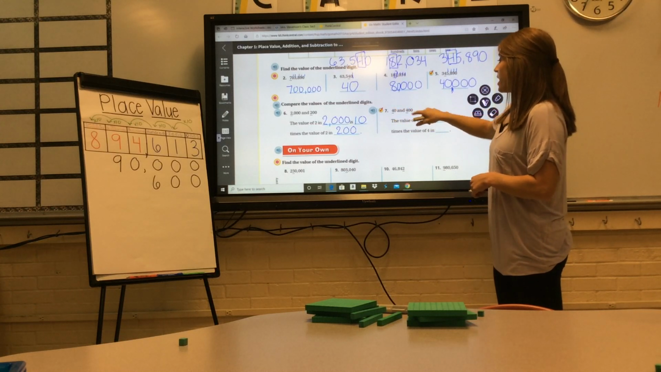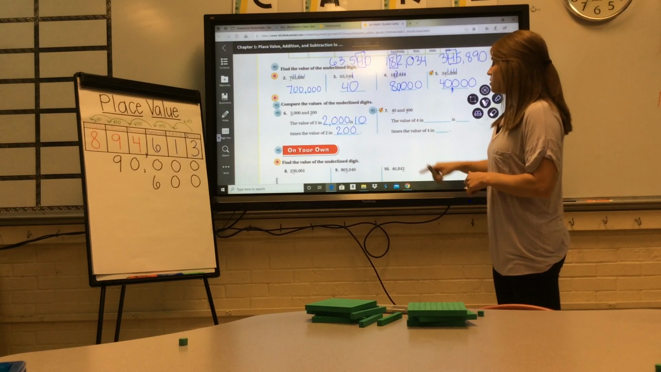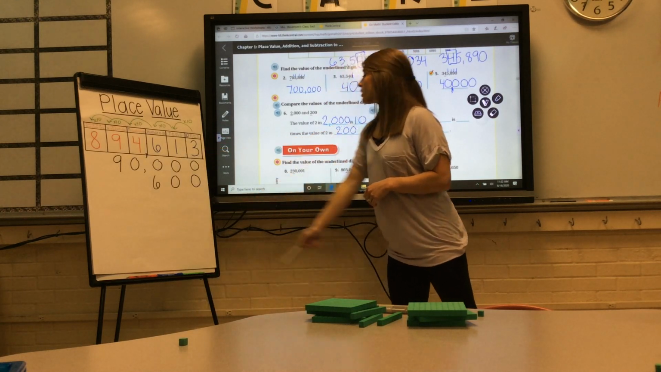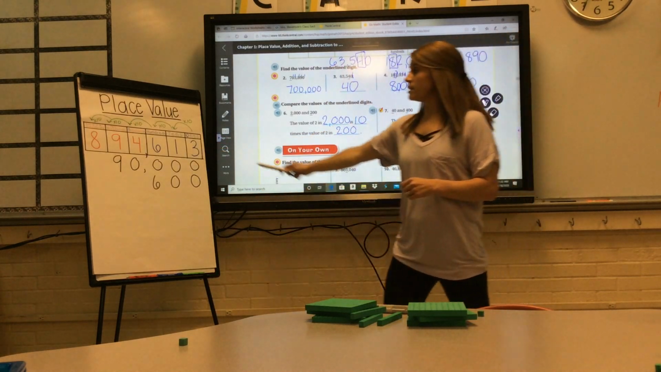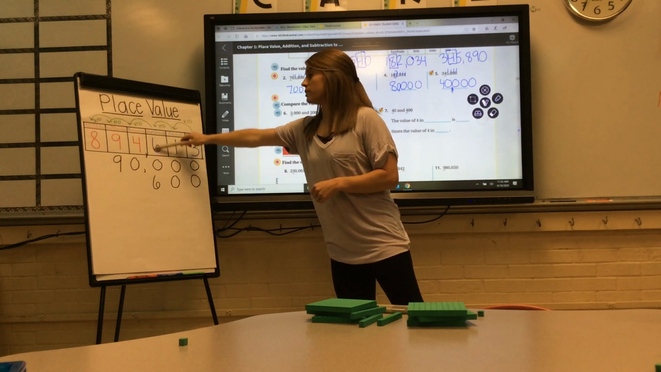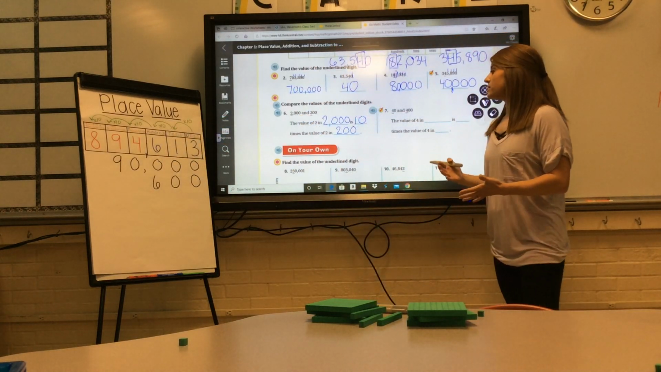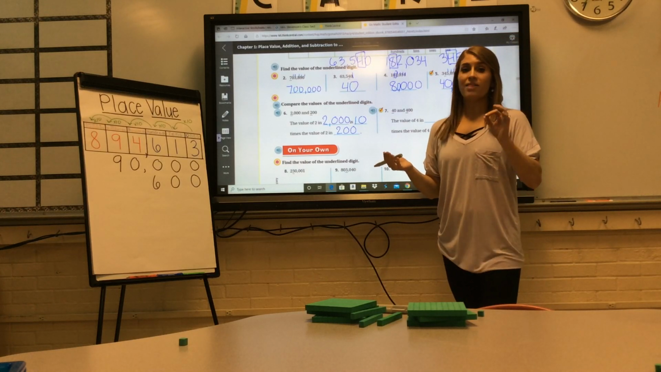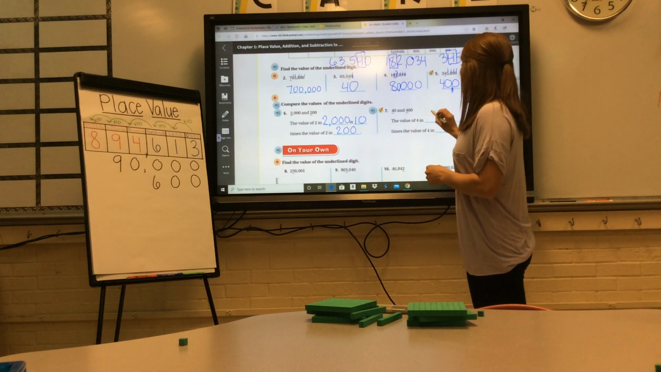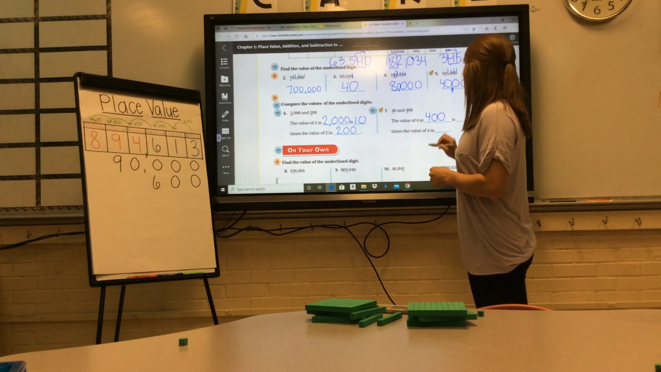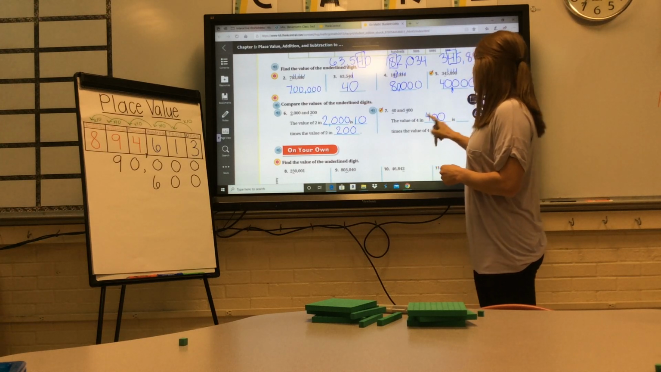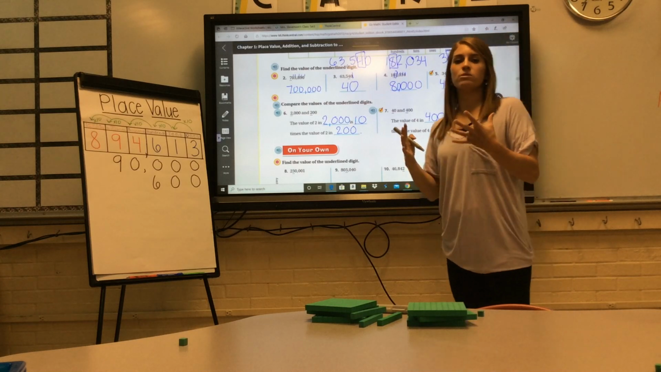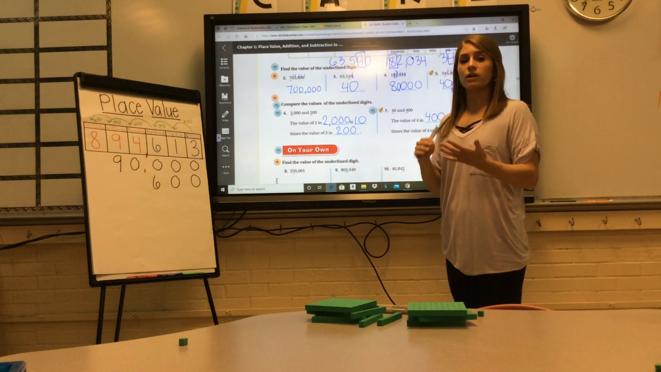We've got 40 and 400. Okay? So that 4 in 40 is in our tens place. The 4 in the 400 is in our hundreds place. So which one of those is in the higher place value, the tens or the hundreds? Right, the hundreds. So we know that the value of the 4 in the 400 is going to be greater than the value of the 4 in the 40. But how many times more? How many times more is 400 than 40?